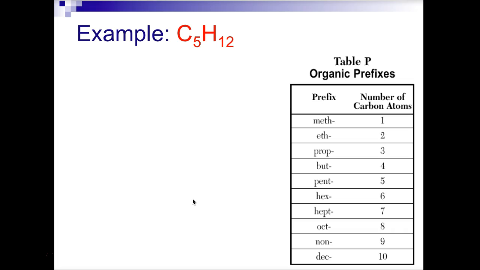So let's look at this example. We have C5H12. So we have 5 carbons in it, which means that we have to use the prefix pent. And since it follows the C to the N, and then 2 times N plus 2, which means that we would have 2 times 5, which is 10, plus 2 more, which is 12 hydrogens, we would call this thing pentane.